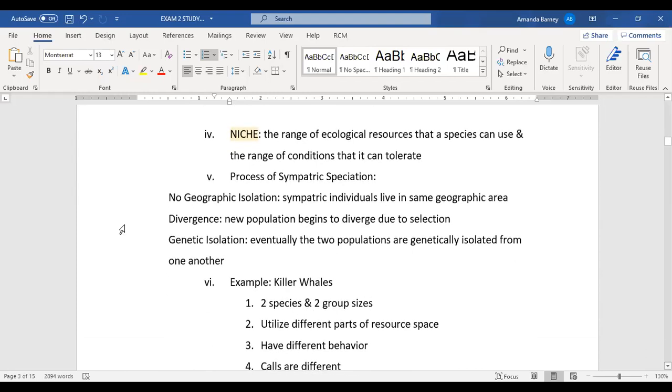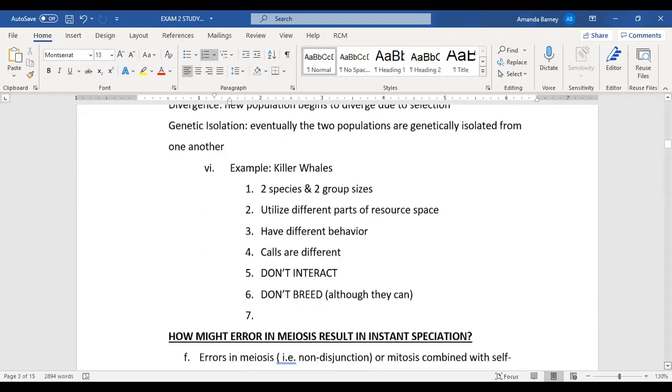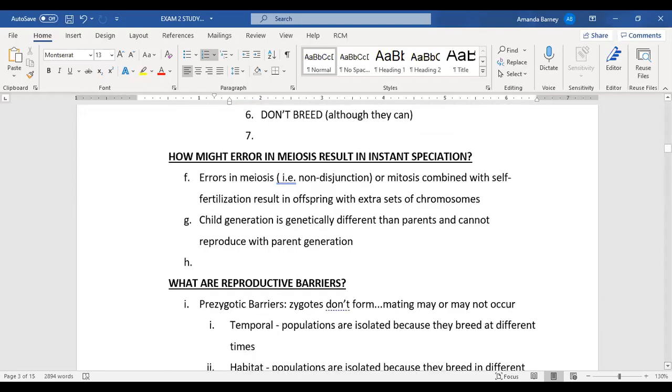I think this is a really good part too, when he's talking about no geographic isolation. It's a good thing to know because the sympatric individuals live in the same geographic area. They have not moved. They're still in the same area in a sense. Divergence, something happens to them to cause them to diverge. Selection happens on them, and then they're isolated from each other. So that's a good one to know. And then here's a bunch of examples for you.